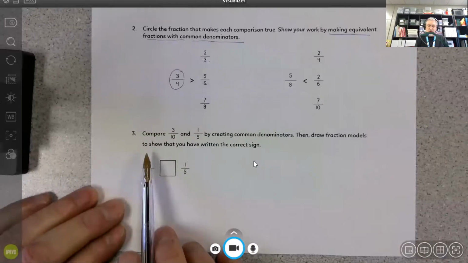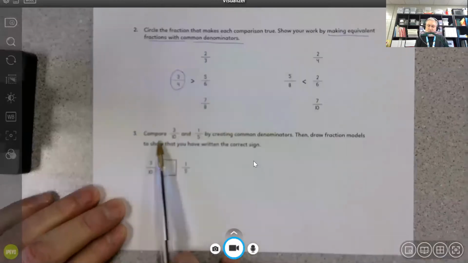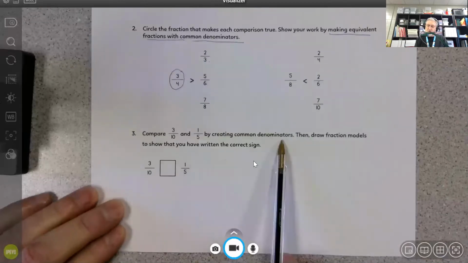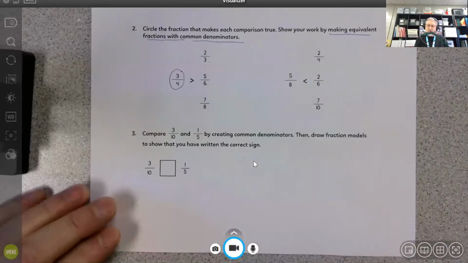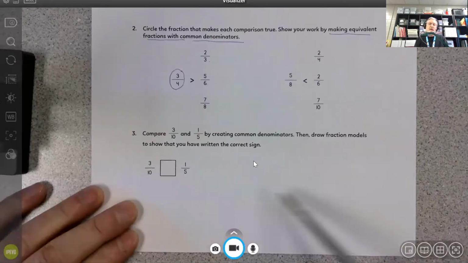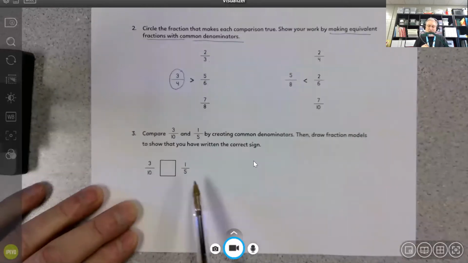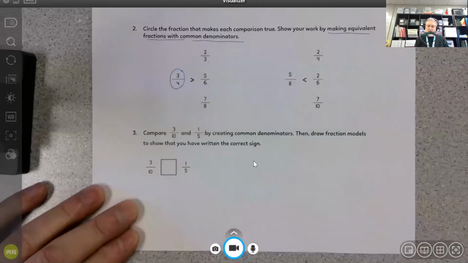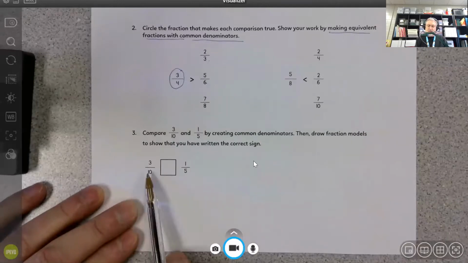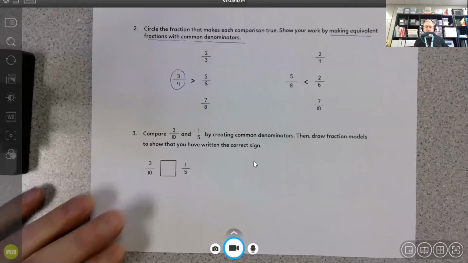Number 3 is pretty straightforward. It says just compare these two by creating common denominators, then draw fraction models. So you can either draw circles or draw bars by showing these two fractions with the same denominator. Okay, and then fill in whether 3/10 is greater than or less than or equal to 1/5.